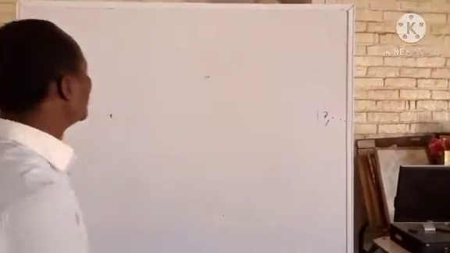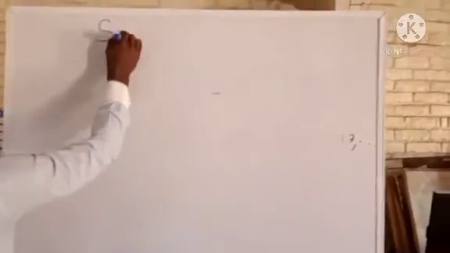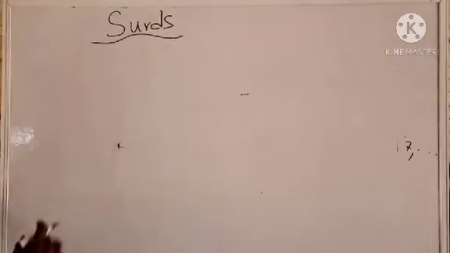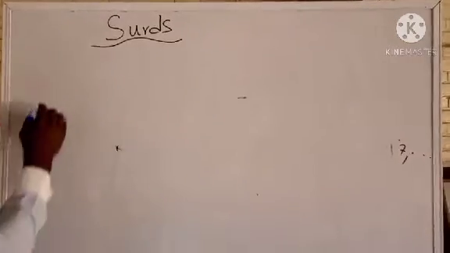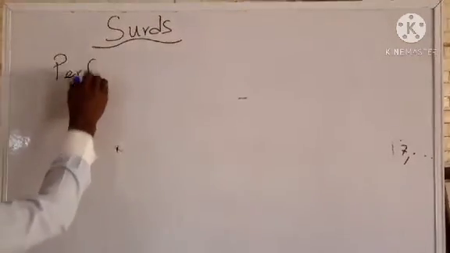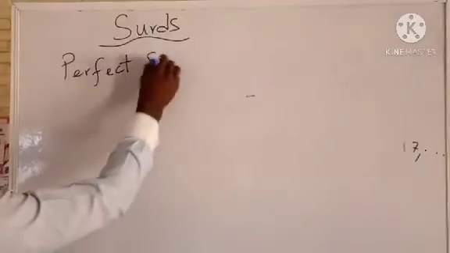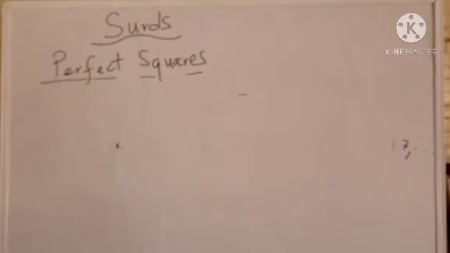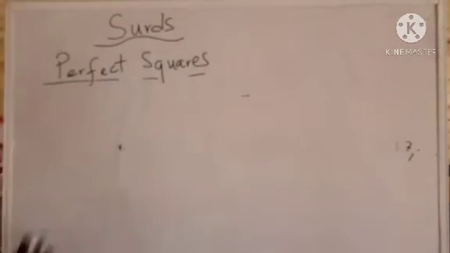Today, we're going to be discussing surds. Before we move into our discussion, it is very important that you understand what perfect squares are. So, what are perfect squares? We need to list at least the first 15 perfect squares.